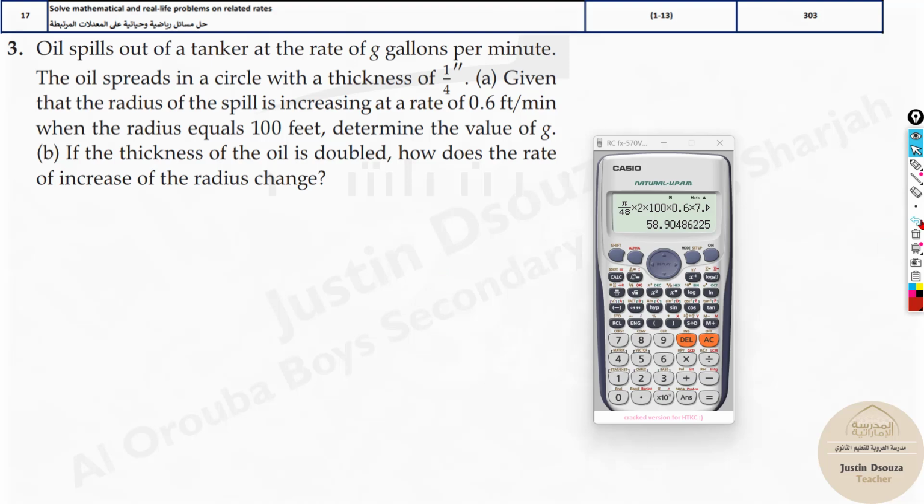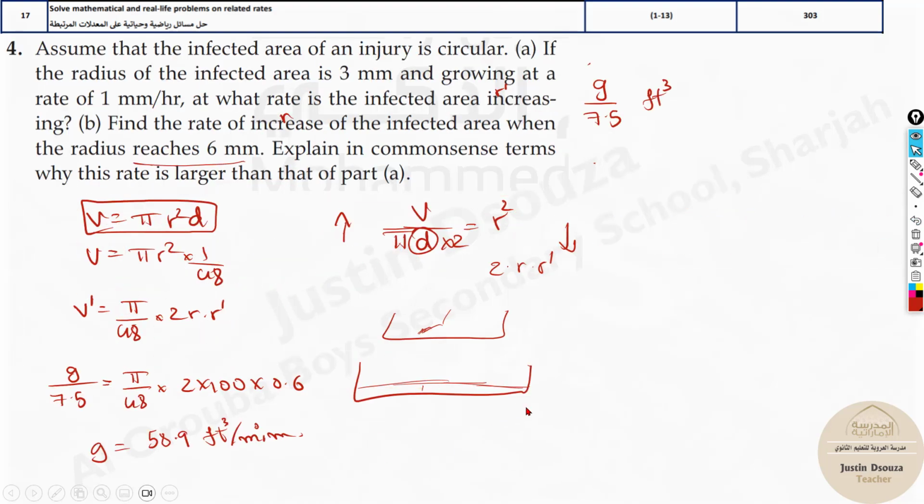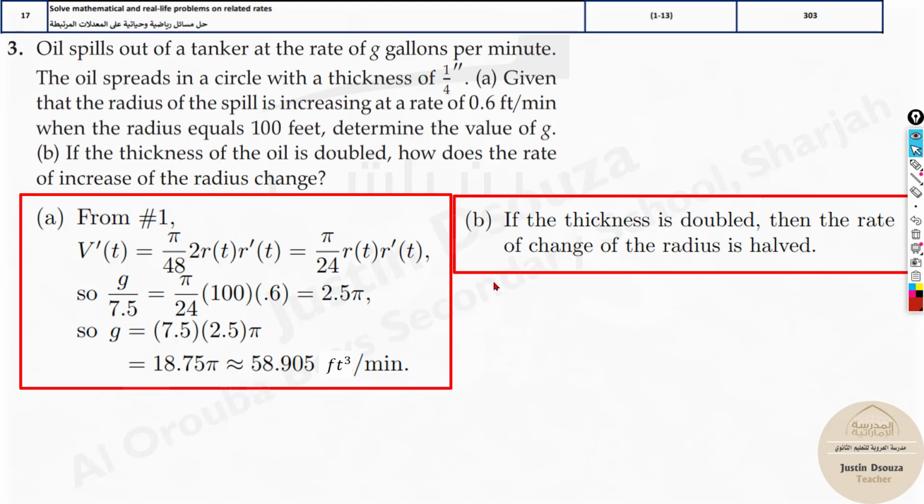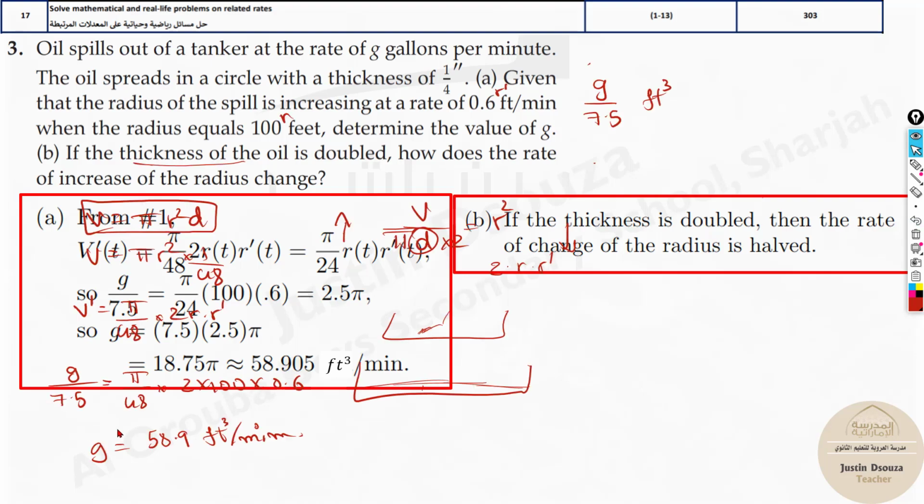Let's just check the answer. So these are the answers, and the other one is just writing. You can see over here the change of radius is halved for doubling it. Otherwise, if the thickness is increasing, you can just tell the change of radius is decreasing. That's the same answer which we got, I believe. Yes, it's feet cube per minute, 58.9.